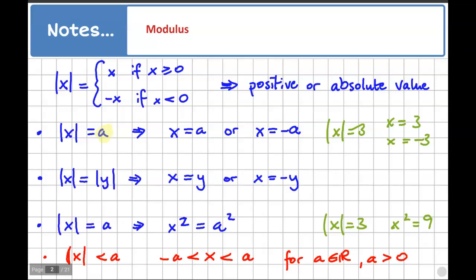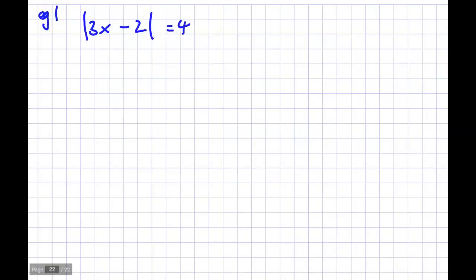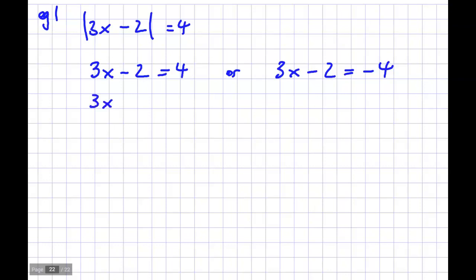So let's go through a few examples. This one is the modulus of 3x minus 2 is equal to 4. So using the first rule from the previous page, we can say that either 3x minus 2 is equal to 4 or 3x minus 2 is equal to minus 4. At the end of the day, we don't know whether this is positive or negative, but its size is 4, so it's either positive or negative 4. So we can solve each of these. Adding 2 to both sides and dividing by 3, I get x equal to 2.